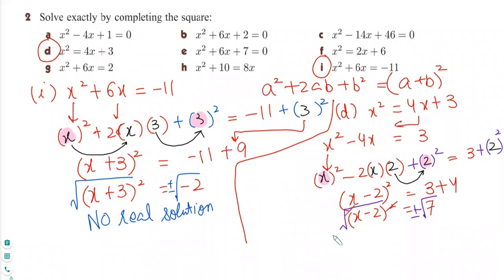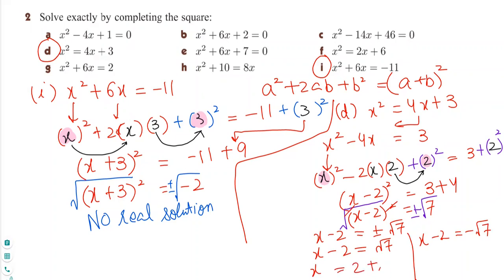Square and square root cancel, and we are left with x minus 2 is equal to plus minus square root 7, which gives us two equations, one with the positive square root 7 and the second with the negative square root 7, right? And shifting this to the other side, it will be x is equal to 2 plus square root 7 and x is equal to 2 minus square root 7.